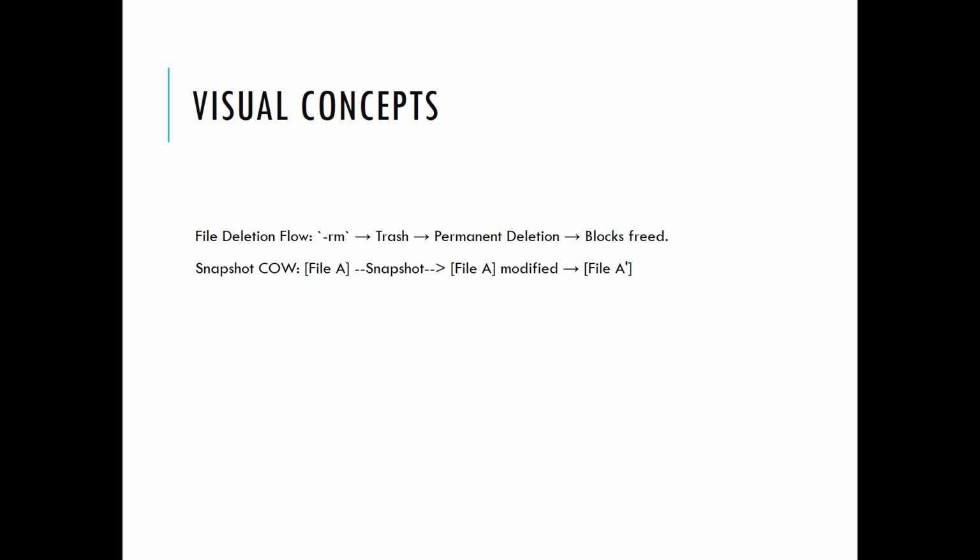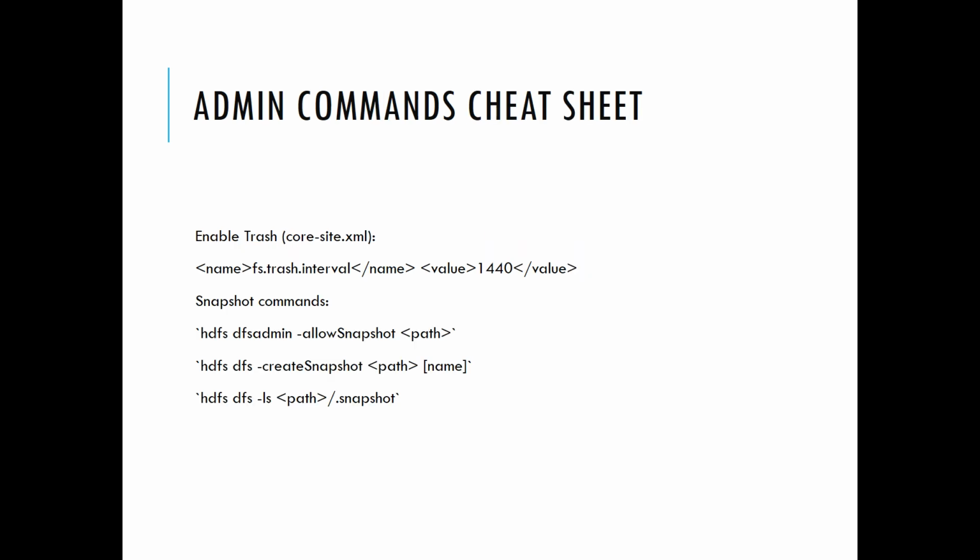File deletion flow: a deletion request moves the file to trash, where it stays until the retention interval passes. Metadata is purged from the NameNode, and blocks are freed on DataNodes during heartbeats. Snapshots and COW: when a file is modified after a snapshot, e.g., s0, HDFS preserves the original block for s0 and writes changes to a new block for file A. This ensures snapshot integrity while allowing live data updates. Visually, this resembles branching. Snapshots anchor historical states, while active data evolves independently with minimal storage duplication.